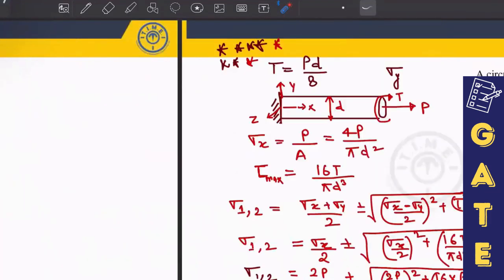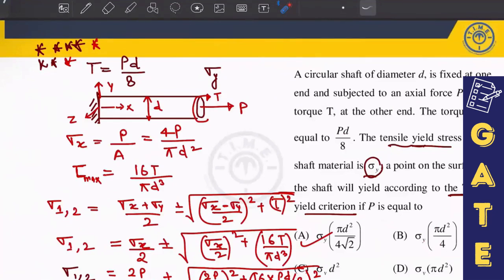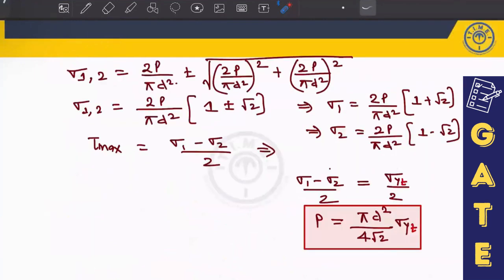Got it, Naveen? So don't confuse this sigma y and this sigma y. This is yield strength, and this sigma y is nothing but the stress in the y direction. Okay, so I hope this problem is clear to everyone. Very good question.